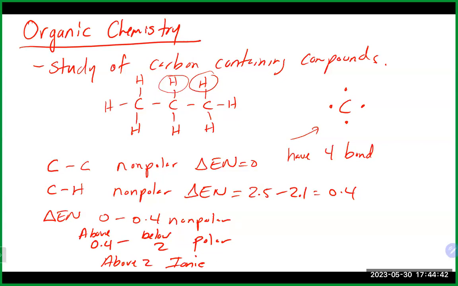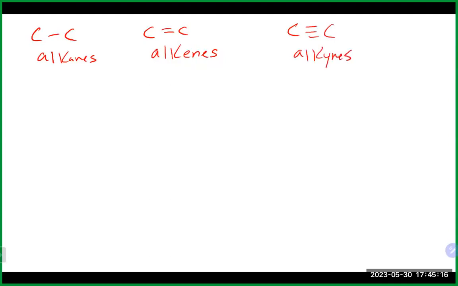When we talk about carbon bonding to other carbons, it can make different types of bonds that are commonly seen in organic chemistry. We could have carbon-carbon single bonds, which are alkanes, the group of organic molecules that have carbon-carbon single bonds. We could have carbon-carbon double bonds, which are a group of molecules known as alkenes. We could also have a carbon-carbon triple bond, which are known as alkynes in organic chemistry.